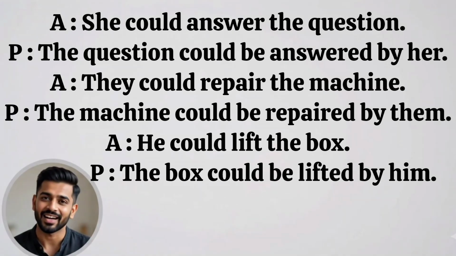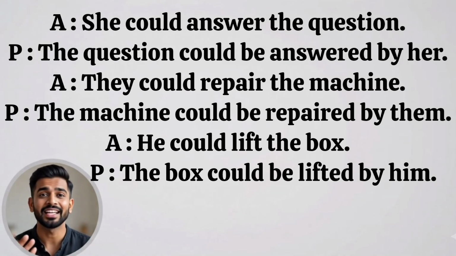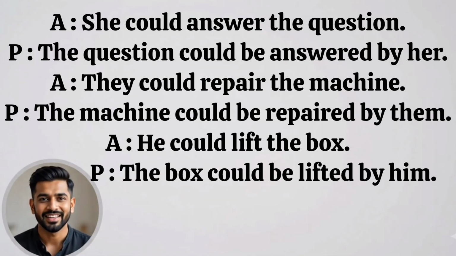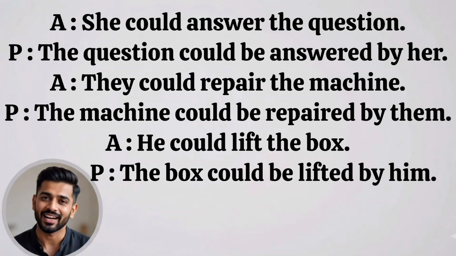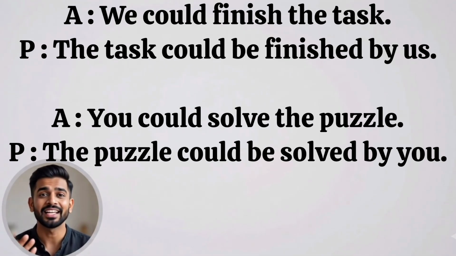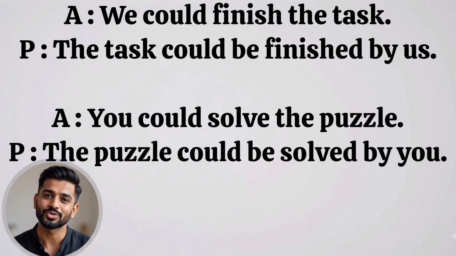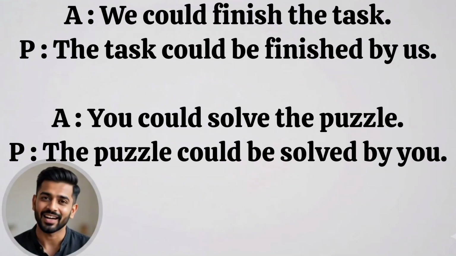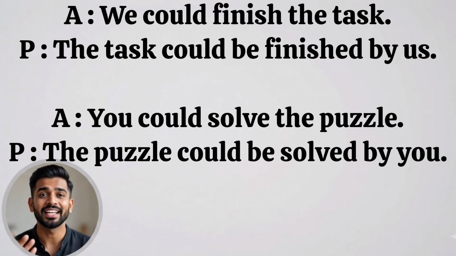12. They could repair the machine. Passive, the machine could be repaired by them. 13. He could lift the box. Passive, the box could be lifted by him. 14. We could finish the task. Passive, the task could be finished by us. 15. You could solve the puzzle. Passive, the puzzle could be solved by you.